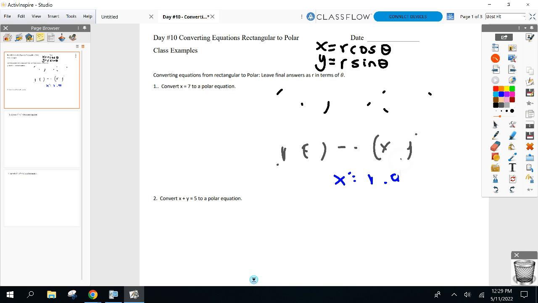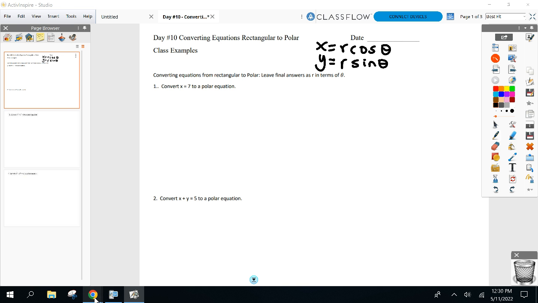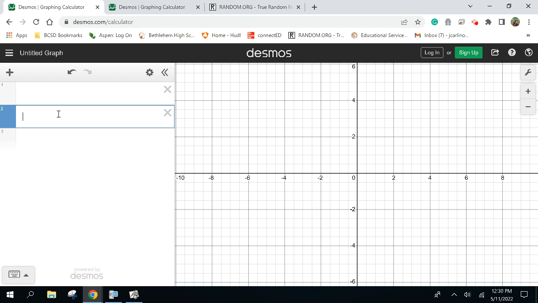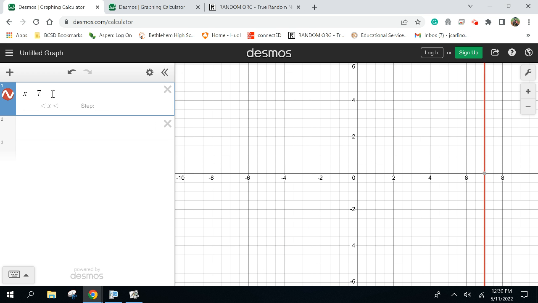And just let me show you a quick example. x equals 7. I only had one person in my first period class that remembered. If I gave you a sheet of graph paper and I typed in x equals 7 right now, anybody know what's going to show up on the graph? x equals 7. They're all straight. Vertical. There it is. x equals 7.